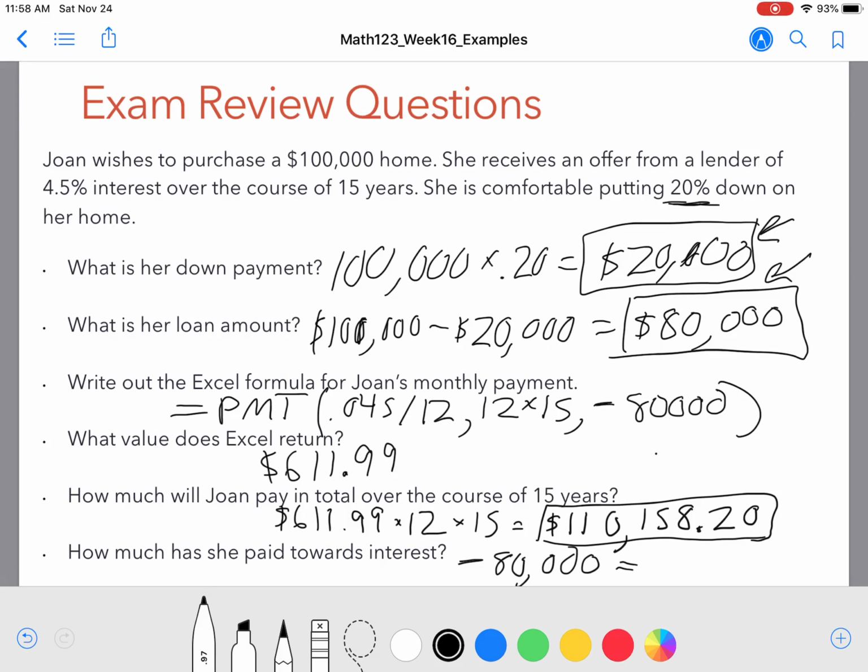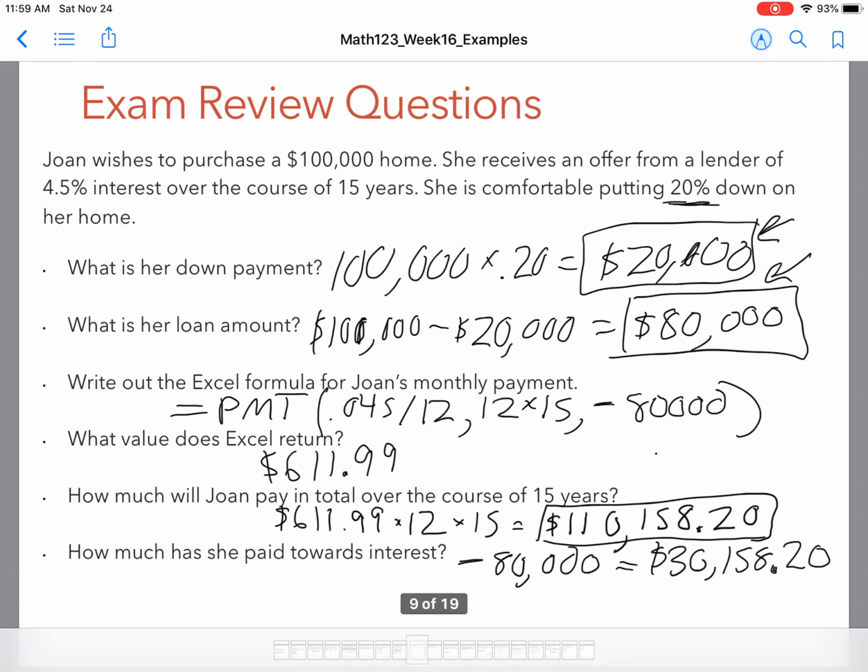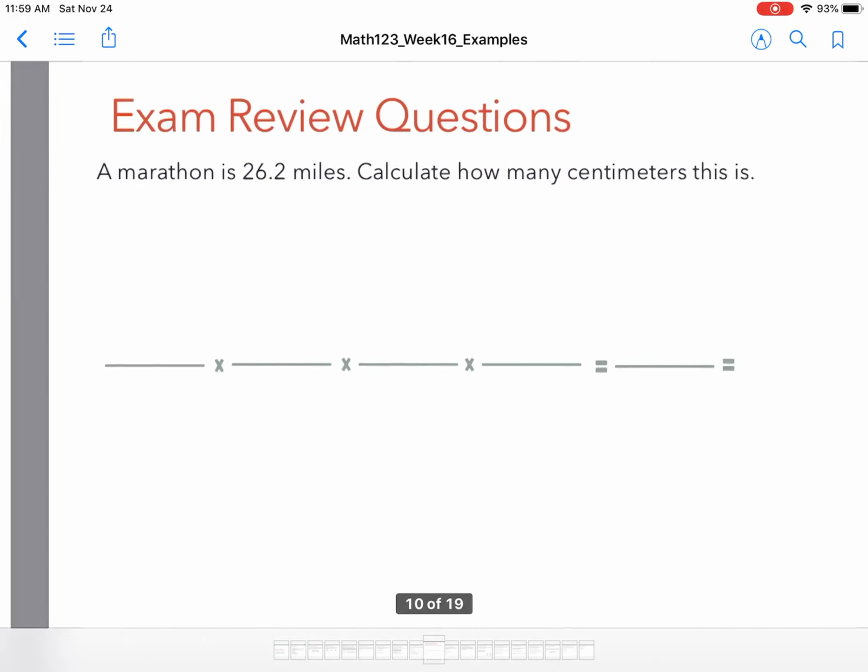So if we go ahead and subtract those, we should get $30,158.20. So she pays about $30,000 in interest. The other 80,000 goes towards the house, so that matches up to the total of 110,000. Okay, let's take a look at the next question.